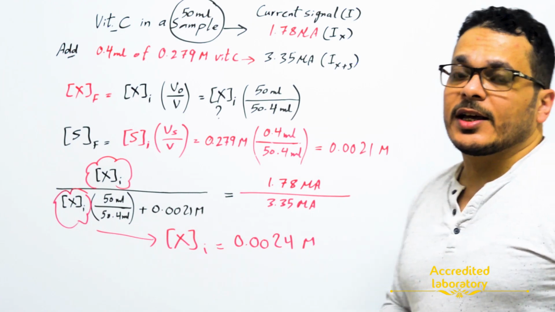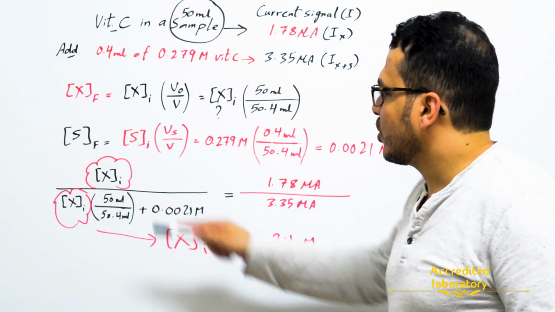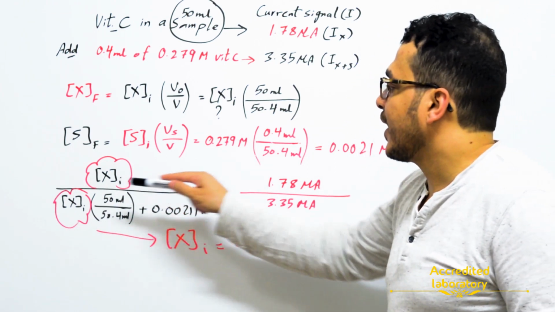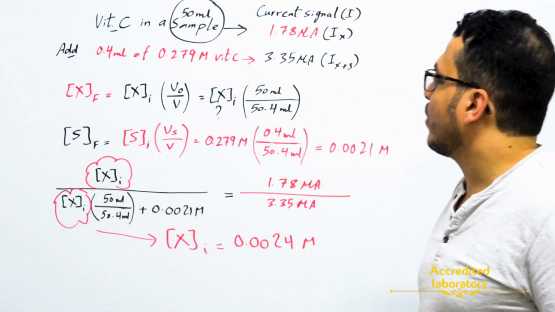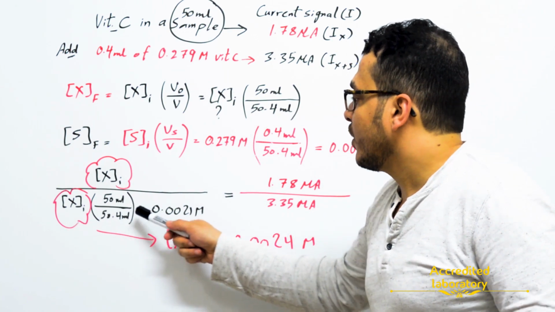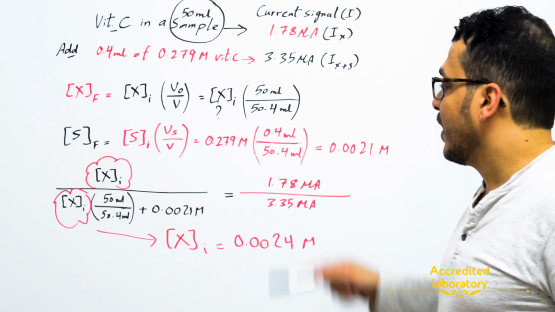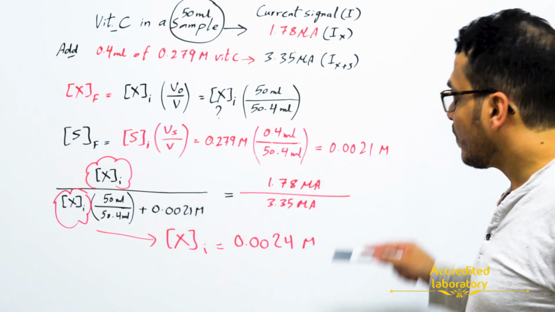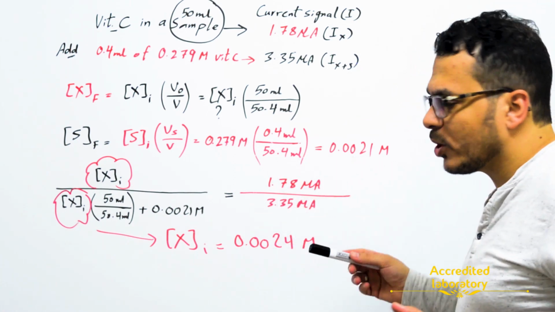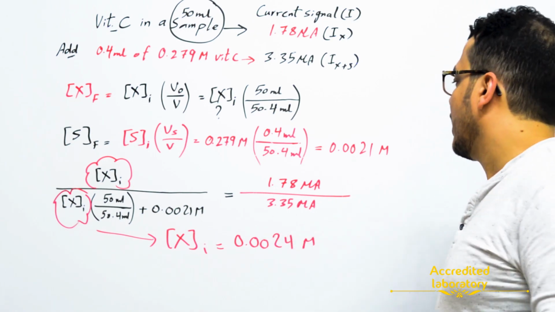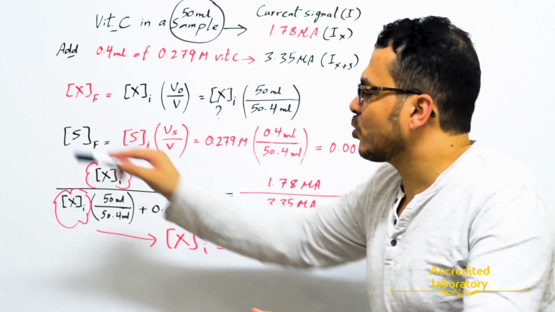And then we will use the standard addition equation, as we said before. The concentration of unknown target analyte divided by XF, which is equal to the concentration of unknown multiplied by 50 ml divided by 50.4 ml, plus 0.0021, which is SF as we calculated, equals this current signal. This is the response that you will get from your instrument. Whatever your method or instrument, you will get a response. This is your response for these concentrations.